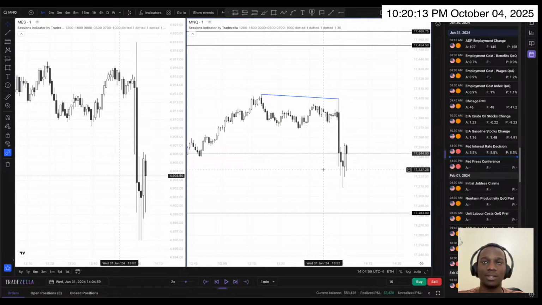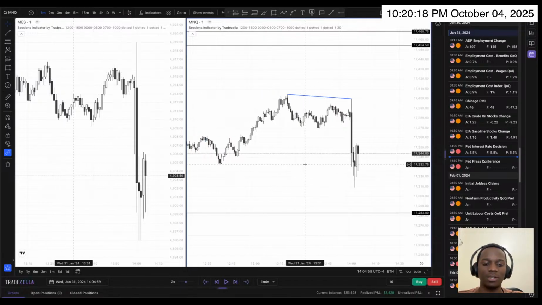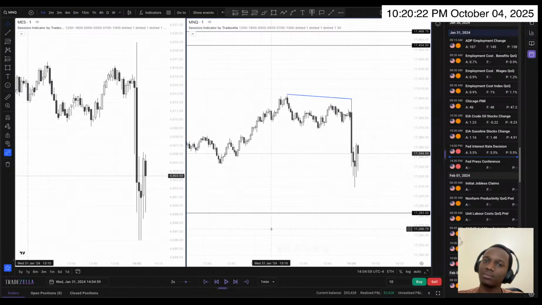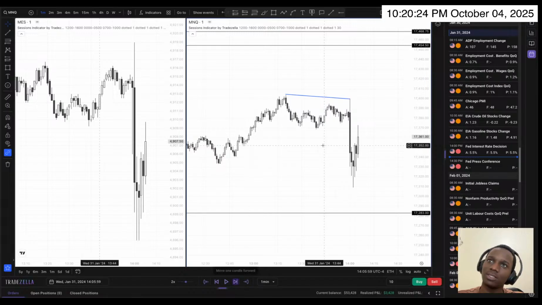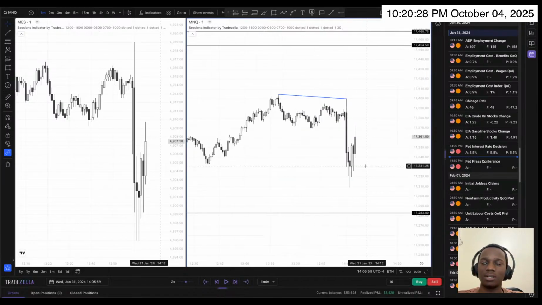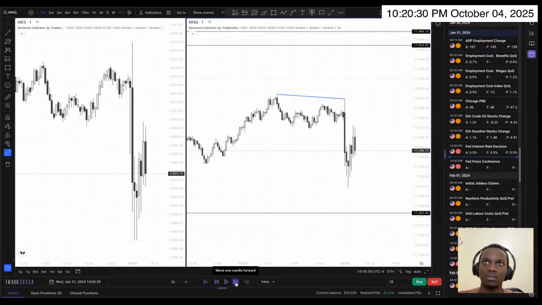So what do I learn here? That even though we're dropping, it's also another kind of manipulation, because when you check here, we have an SMT, but we also have sweeps. So let's see. Okay, full retracement back into the upside. I think it's gonna drop from here, possibly target these lows.